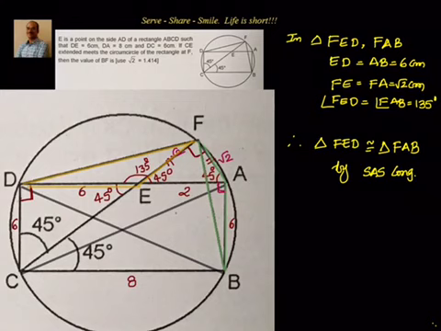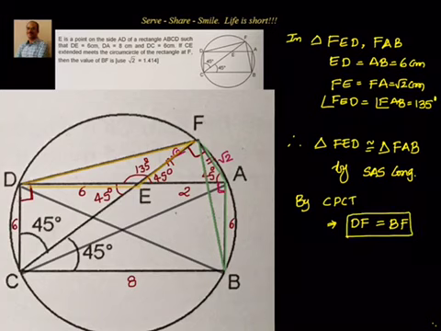Now, by CPCT, corresponding parts of congruent triangles, can I write down? By CPCT, DF is equal to BF. But we know that in triangle BDF, angle BFD is equal to 90 degrees. Again, angle in semicircle is right angle. BD is diameter. Angle at F, BFD is equal to 90 degrees. So this angle is equal to 90 degrees, and we also know that DF equal to BF.